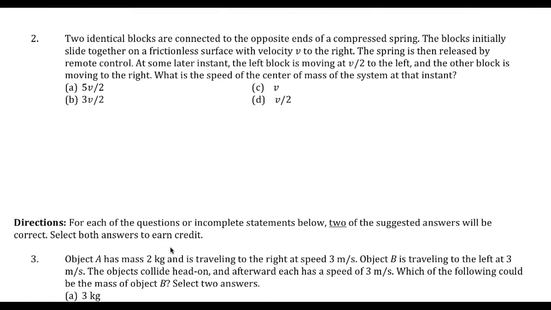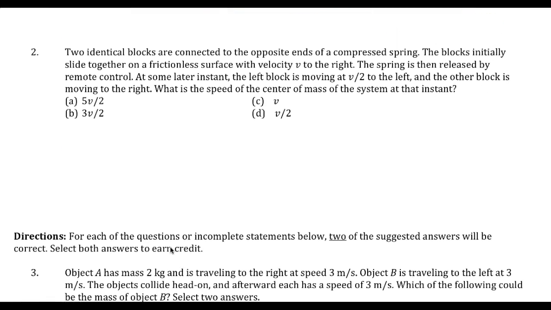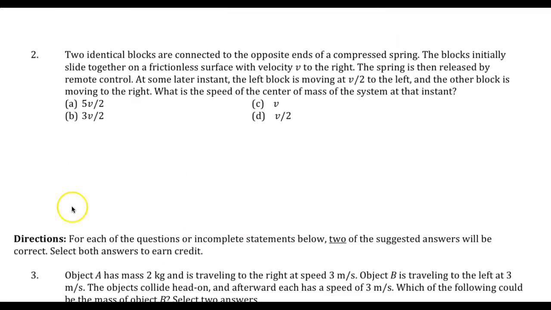Let's look at the next one. Here we have two blocks connected to opposite ends of a compressed spring. The blocks initially slide together on a frictionless surface with a velocity v to the right.